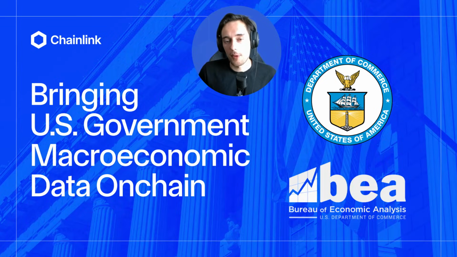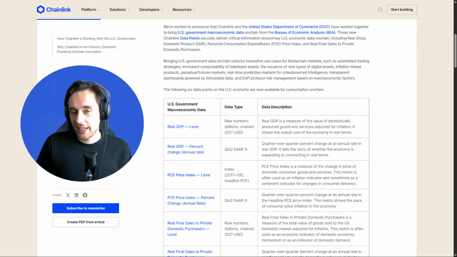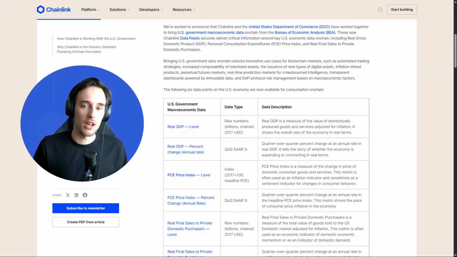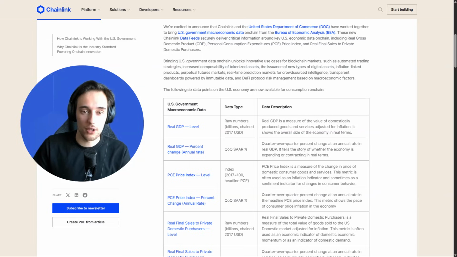The data comes from the Bureau of Economic Analysis. That's the agency inside the Commerce Department that produces America's official economic statistics, so it's the real source and not just a third party that's repackaging things. 3 indicators went on-chain. First, we have the real GDP, which is the inflation-adjusted size of the economy. Second, the PCE price index, which measures consumer inflation. And this one matters more than people realize because the PCE is the Federal Reserve's preferred inflation gauge, not CPI.